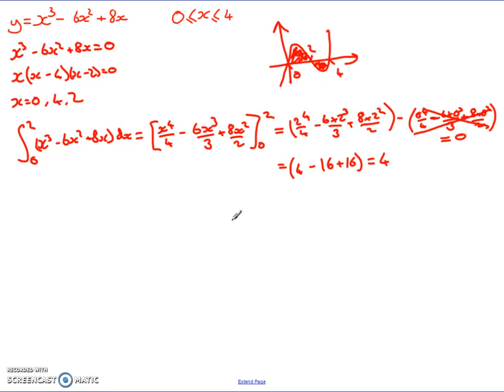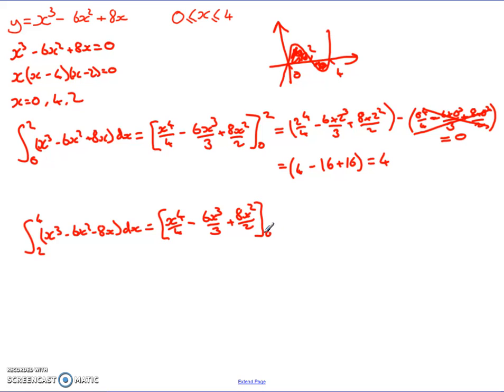I then need to do the section here. So this one here, I get by doing the integral from 2 to 4 of the same function. I've got x cubed minus 6x squared plus 8x dx. So I do the exact same integral, the exact same function, the only difference being my limits. So again, it's x to the 4 over 4, take away 6x cubed over 3 plus 8x squared over 2 from this time 2 to 4.